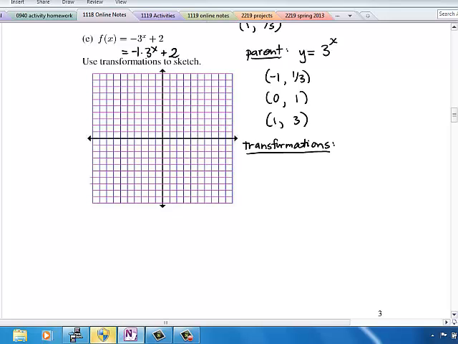If I'm multiplying by -1, that's a reflection across the x-axis, because I'm changing my outputs. If I were changing my inputs, the negative would be up by the x. So I'm changing my y values. I'm multiplying the y values of the outputs by -1. So that's a reflection across the x-axis, and then a shift up 2.